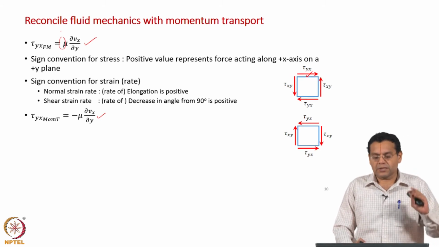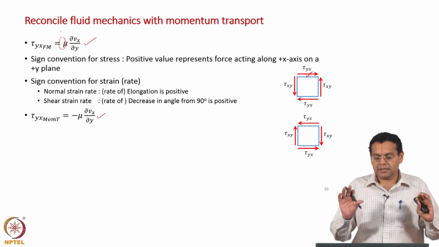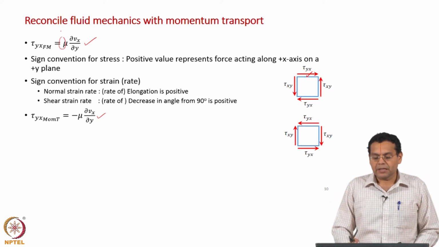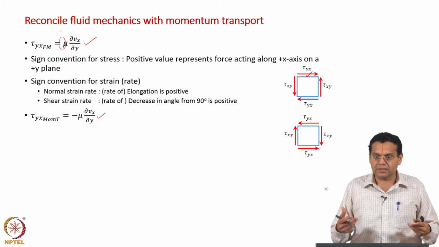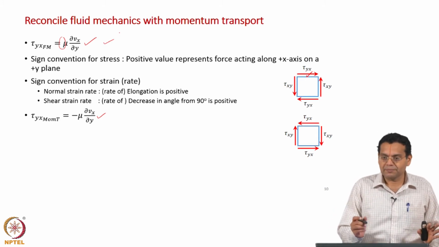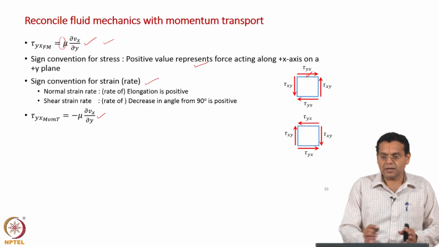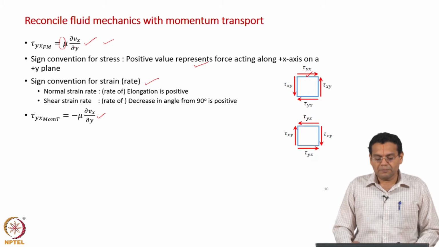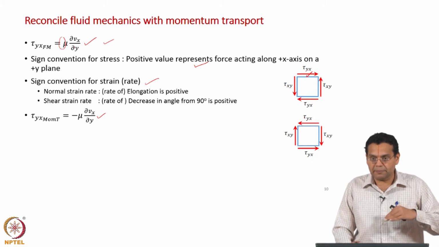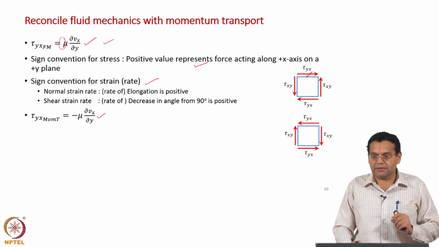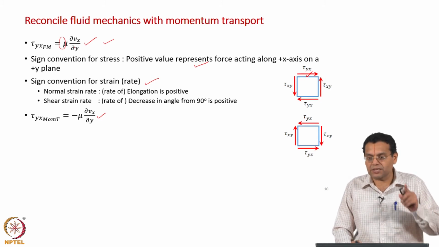As we have discussed now, there is one sign convention for stress and another sign convention for strain rate. Suppose you change both the sign conventions, nothing will happen here. The expression will not change. So what do we do? We keep one sign convention the same and change only one of them. So, we change the sign convention for stress.